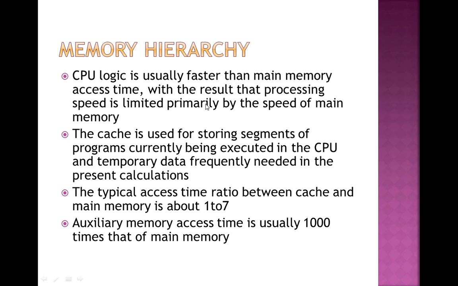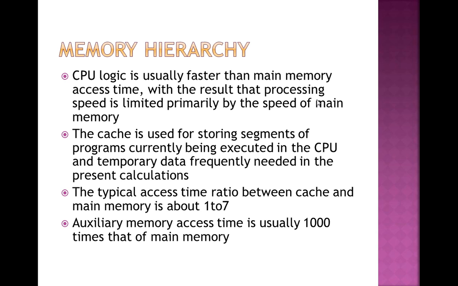This is the memory hierarchy again. CPU logic is usually faster than the main memory access time, with the result that processing speed is limited primarily by the speed of the main memory. That is, the CPU is wholly dependent on the main memory. Why? Because all the data is contained in the main memory, so its speed primarily depends on the speed of the main memory.